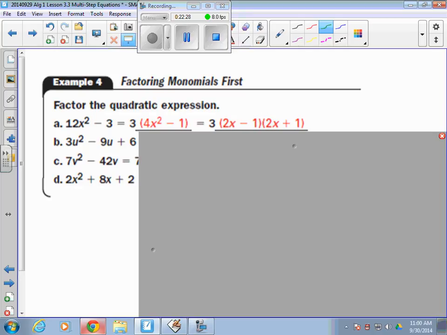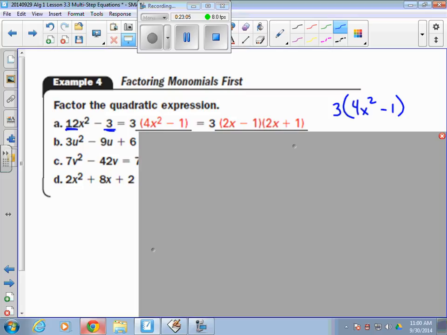In example number 4, it says 12x squared minus 3 equals 3 times 4x squared minus 1. What you're trying to do is pull out what they have in common. Both 12 and 3 have the number 3 in common. So you take 3 and open a set of parentheses and ask yourself, what do I have to multiply 3 by to get 12x squared? You multiply it by 4x squared. And what do I have to multiply 3 by to get negative 3? You multiply it by negative 1.